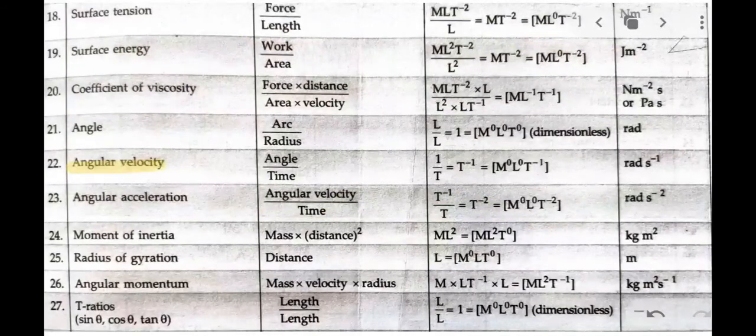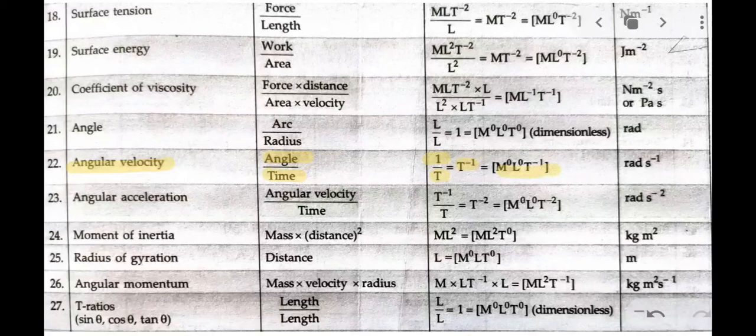Now your angular velocity has the formula angle divided by time. Angle does not have any dimension, so we just write it as 1. Time has the dimension t. Therefore, we have t to the power minus 1. So the dimension for this one will be M0 L0 t to the power minus 1. Angular velocity is a topic which we will discuss in a later chapter. So this is your chart for dimensions.